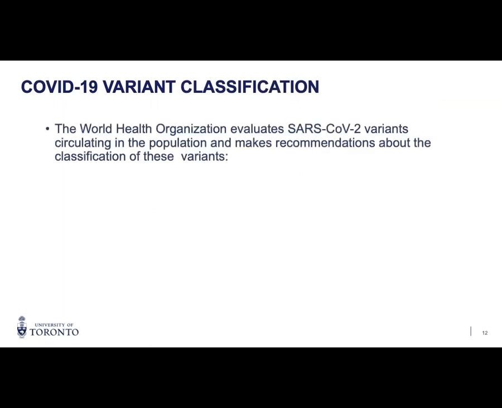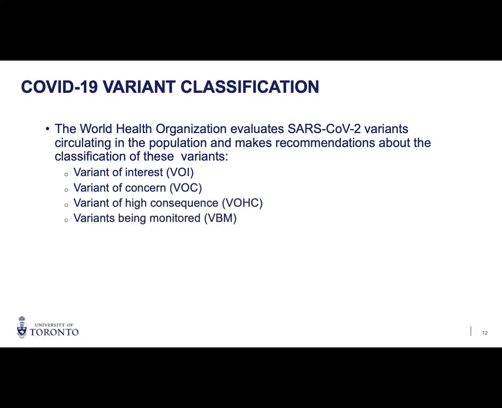So the World Health Organization evaluates SARS-CoV-2 variants circulating in the population and makes recommendations about the classification of these variants. So these variants can be classified into categories such as variants of interest, variants of concern, variants of high consequence, and variants being monitored.